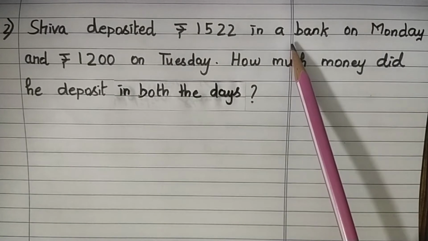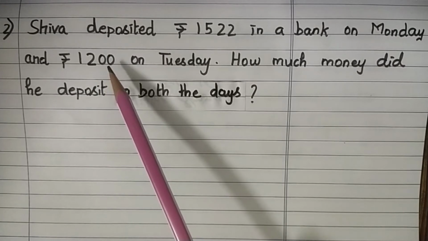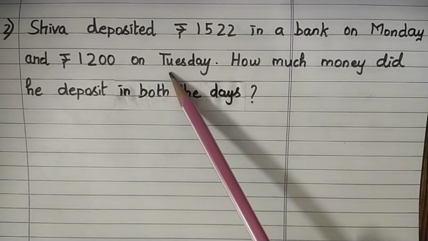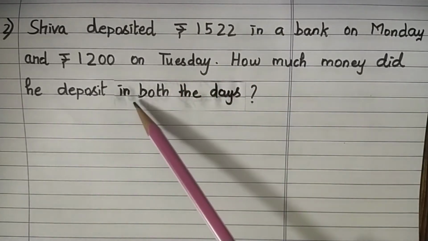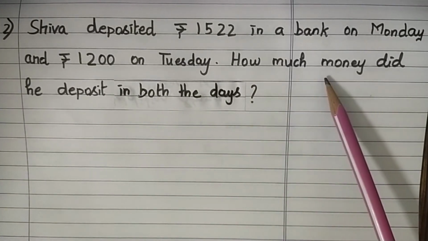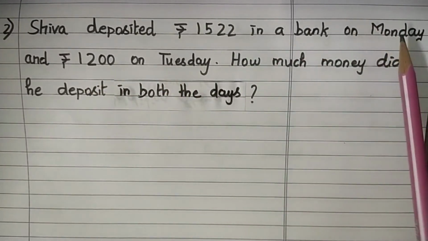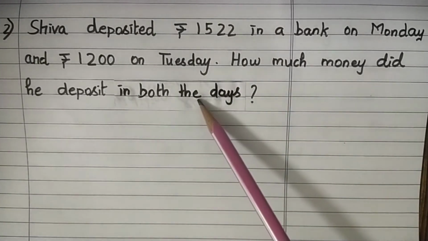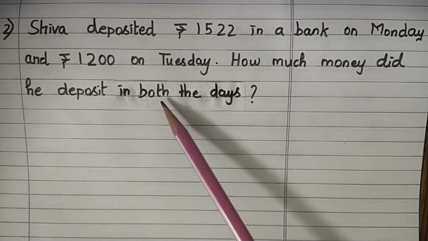That is the first information. And the second information we got is 1200 rupees deposited on Tuesday. So this is the first information and second information. And what they ask us to find: how much money did she deposit in both the days? So we need to find the total amount she deposited in both the days, on Monday and on Tuesday. So this is the finding statement. And what is the keyword in this? In both the days. Both. Both is the important keyword for addition.